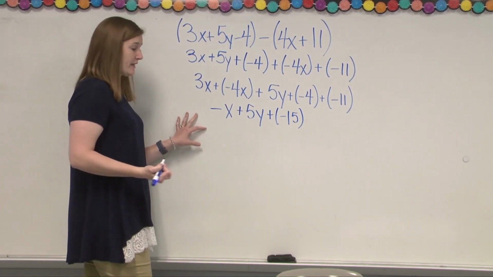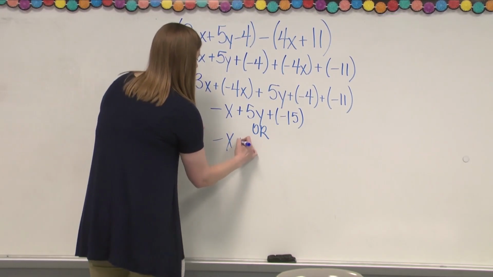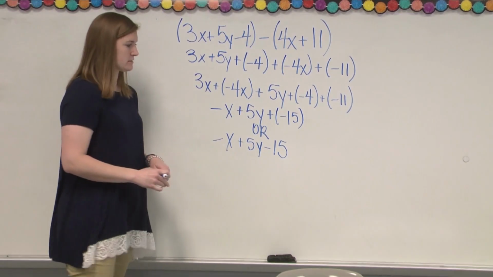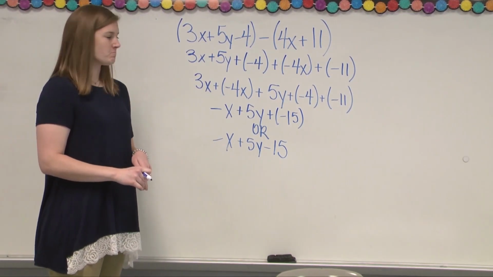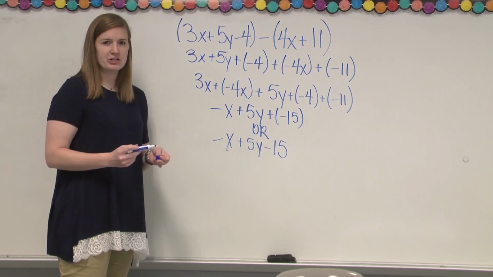Another way that you could write that is negative x plus 5y minus 15. Okay? I'll pause for you to think about that, look over it, and write it down for a second.